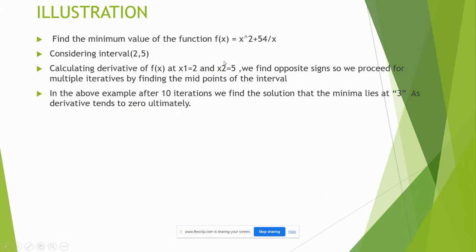Here is a simple illustration that I've taken. I've taken the function x square plus 54 by x and a simple interval 2 comma 5. Here I found that the derivative f dash of x has opposite signs at these points, so definitely the minimum value will lie between these two points. We reduce the interval: the midpoint is 3.5. If the slope is positive at 3.5, then the new interval will be 2 comma 3.5. If the slope is negative, then the new interval will be 3.5 comma 5. Like that we keep reducing the interval until we reach the point where the slope is 0.